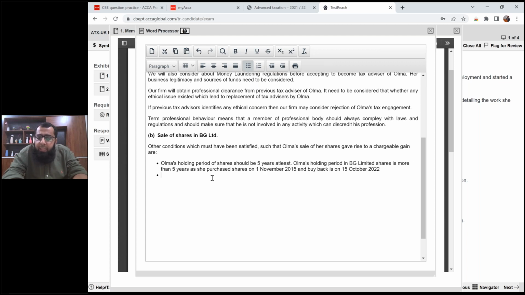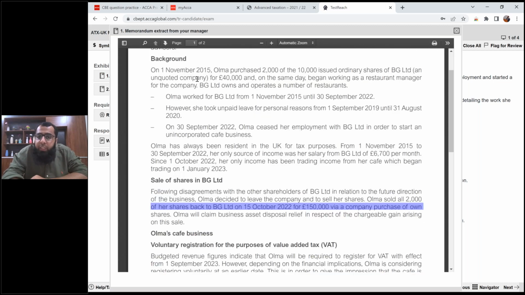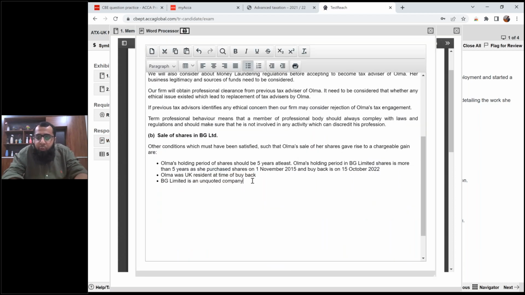Okay. Second, Alma was a UK resident at the time of the buyback. Number two. Number three, BG Limited is an unquoted company. See, it is written here. BG Limited is an unquoted company. Okay. And the fourth one, buyback of shares should be in the best interest of the company.